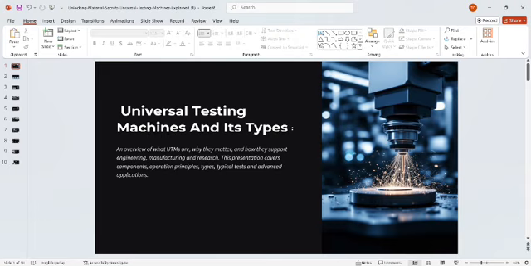Today we are going to see the topic of the universal testing machine, its applications, and its types. The overview of UTMs: why they matter and how they support engineering, manufacturing, and industry-oriented research purposes. This presentation covers the components used in the universal testing machine and their operations, the principles by which they work, the types, the typical tests conducted using universal testing machines, and the advanced applications in industries. So let's dive into our topic.